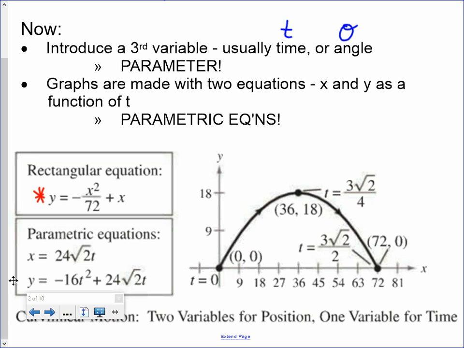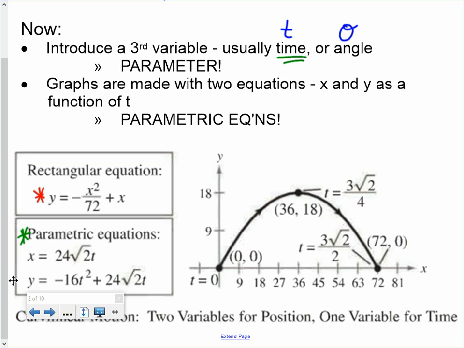Now, that equation can be written as a set of parametric equations that are in terms of the variable t. Okay, so here we have our parametric equations in terms of the variable t. Think about what that means, that third variable. Remember, it usually is time or an angle. So in this particular example, we're probably saying time.